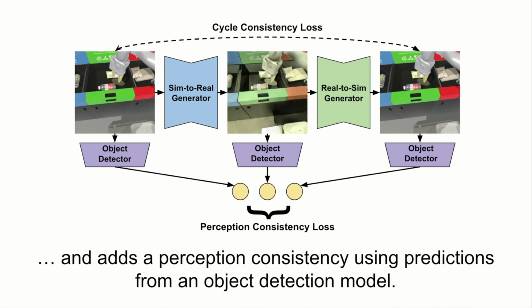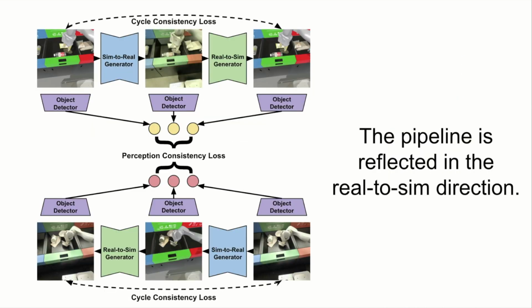RetinaGAN adds a perception consistency loss. This enforces pairwise consistency between bounding box predictions from an object detection network. We also reflect this pipeline to translate real images in the real to sim to real direction, as shown in the bottom half of this figure.